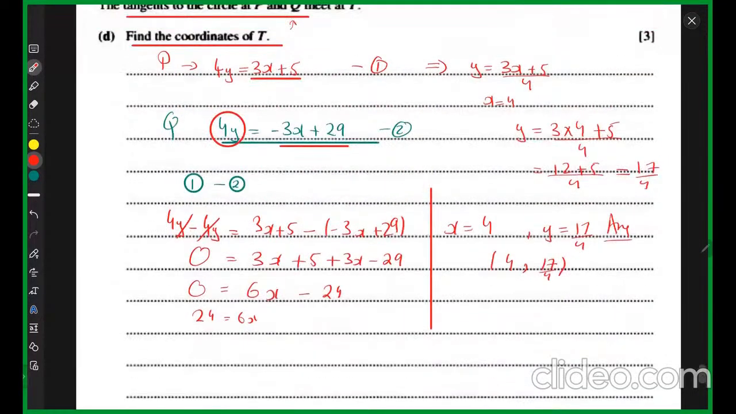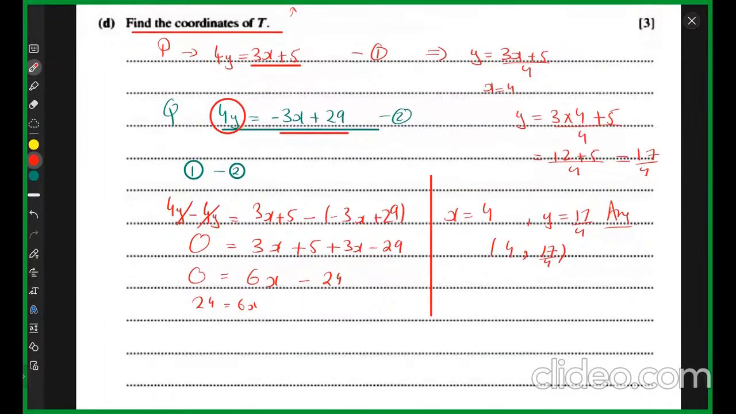Yes. Any confusions with this? No, Miss, everything's clear. Okay, perfect.